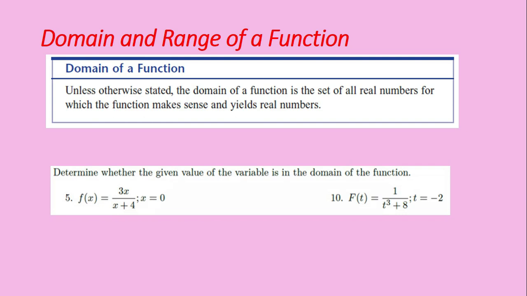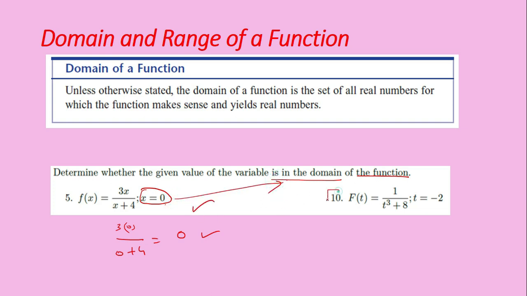Let's take some more examples to understand. Some questions are here. Determine whether the given value of the variable is in the domain of the function. Here 3x over x plus 4 is the given function, for which x is 0 is an allowed input or not. If it is allowed, then this is inside the domain. Put x is 0 here. 3 times 0 divided by 0 plus 4 gives you 0. 0 is a finite answer. So x is 0 is in the domain. Yes, the answer is yes.